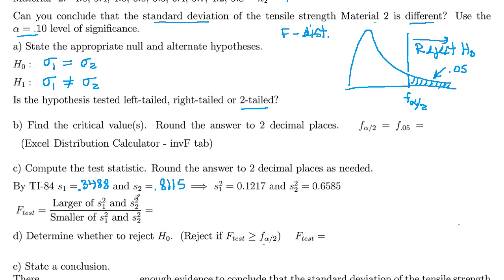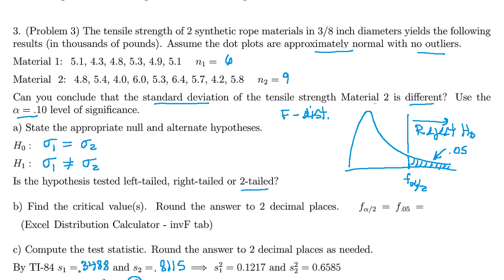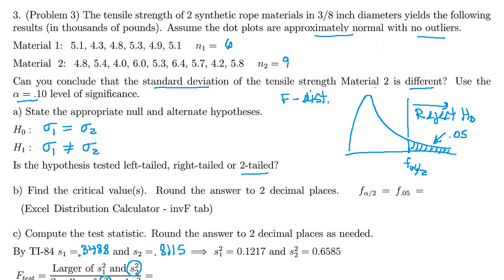So the larger goes on the top, that's going to be S2 squared. The smaller goes on the bottom, that's going to be S1 squared. So our numerator degrees of freedom is going to go with S2, and our denominator degrees of freedom goes with S1. For S2, our sample size is 9. For S1, our sample size is 6. So this is numerator, and this one is denominator.